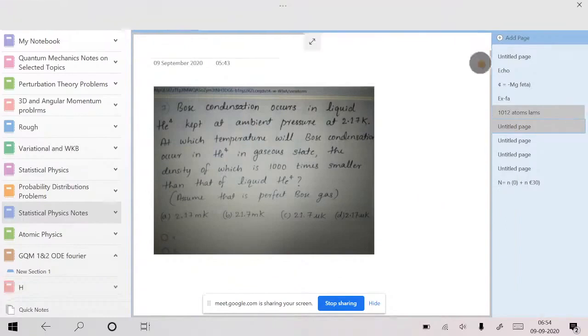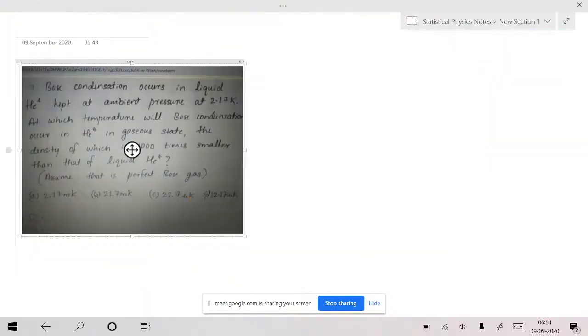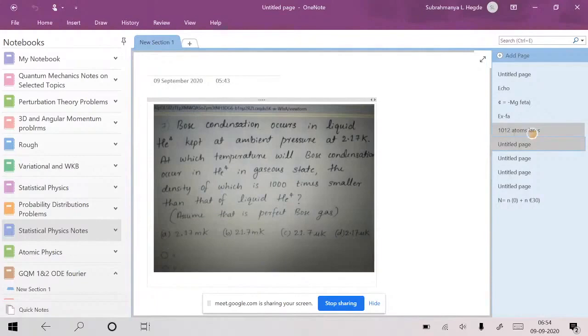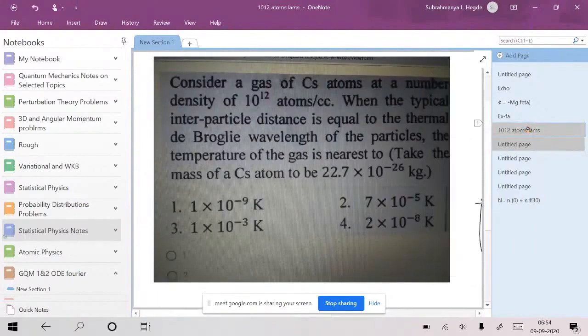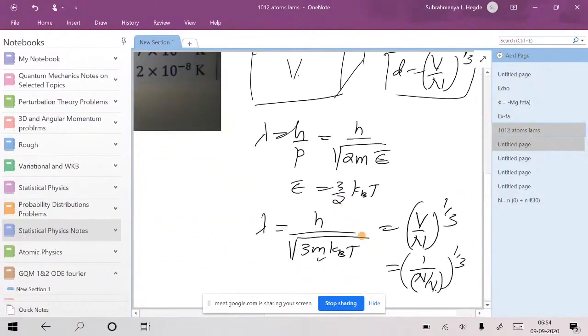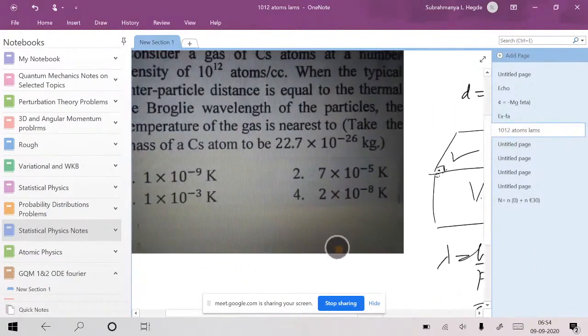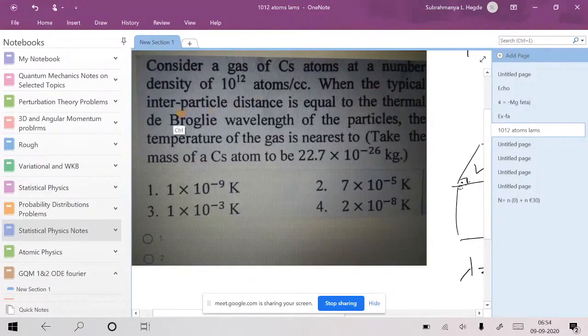Nobody? I think you can do this one. There is not much big deal here, isn't it? You can just use this formula. You should equate them. He said that when the typical interparticle distance is equal to the thermal de Broglie wavelength, that's why you should equate them and find that one. I hope you can deal with this one.